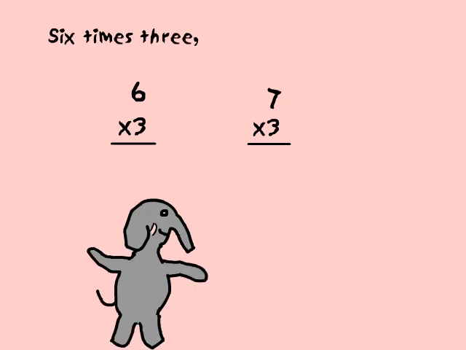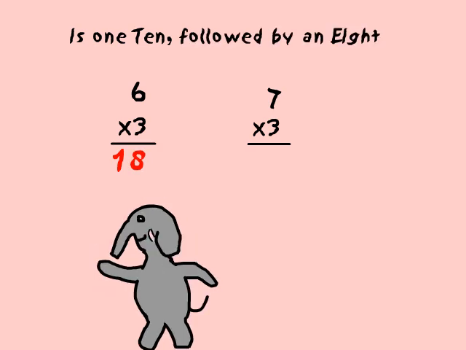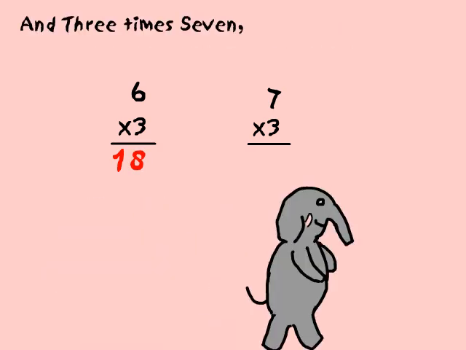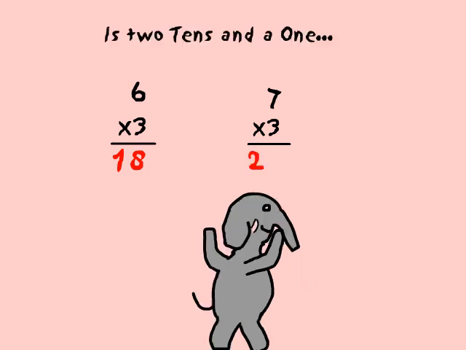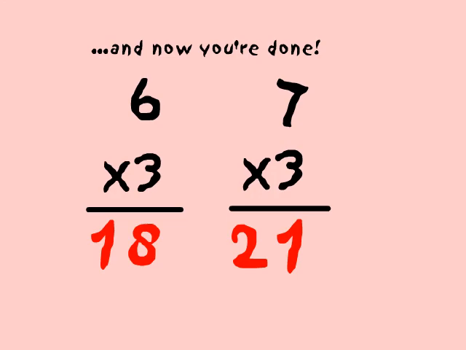Now let's finish off with Kevin and Kate. 6 times 3, according to Kate, is 10 and an 8. And 3 times 7, according to Kevin, is 2 10s and a 1. And now you're done. Yes, we're done with all of it.